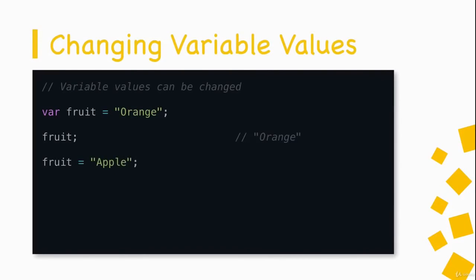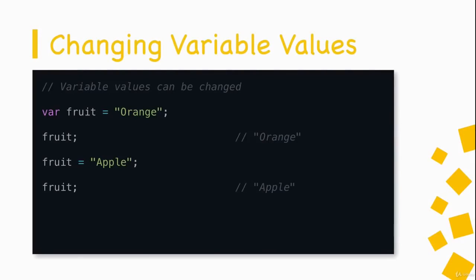However, we can reassign a new value to this same variable. So now fruit equals orange, but we can reassign a new value to it. So fruit equals apple. So we've changed the value of fruit from orange to apple. And now if we type in fruit, in order to access the value of this variable, we can see the value has been changed from orange to apple. So variable values can be changed.